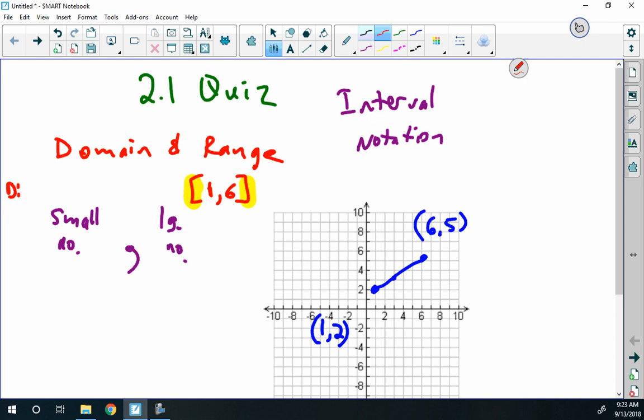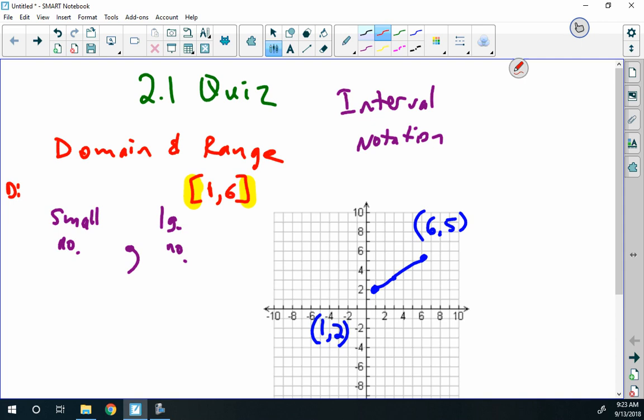So what that expression says, bracket 1, comma 6 end bracket, is that the domain has a minimum value of 1, which is included, and a maximum value of 6, which is included, and the domain includes everything in between those. I know it doesn't look like it says that much, but that's what it says. It means the domain is comprised of the number 1, 1.0000, and you get the idea: everything in between 1 and 6.